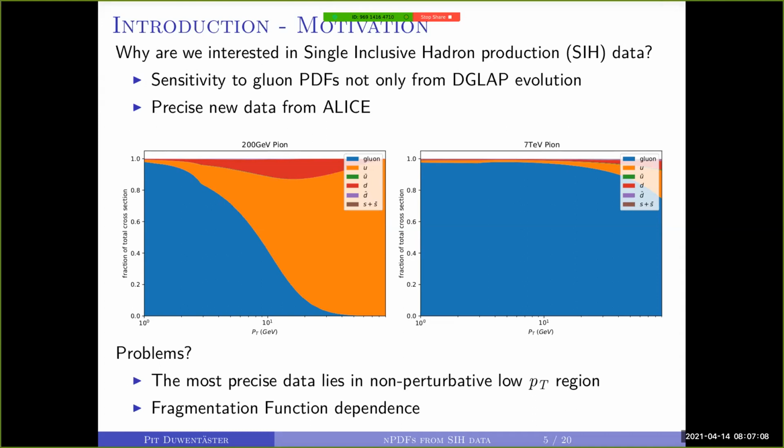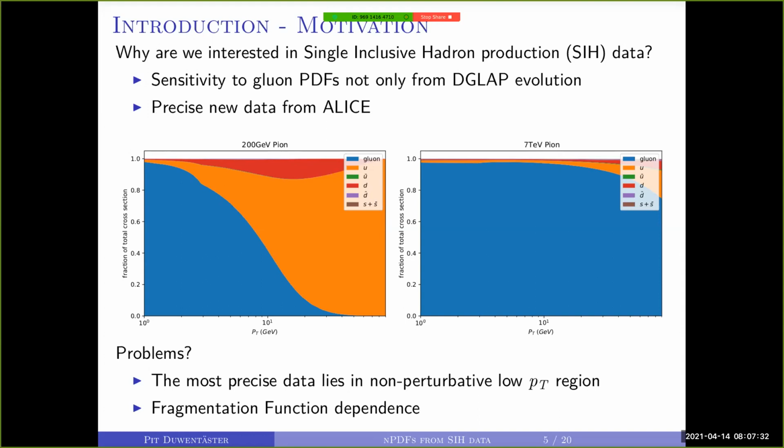First, the very precise data is in the low pT region. When we go to too low pT values, we can no longer guarantee perturbativity, which of course means that the data cannot be used in the fit. Otherwise, we'd just be fitting theory errors into our PDFs.